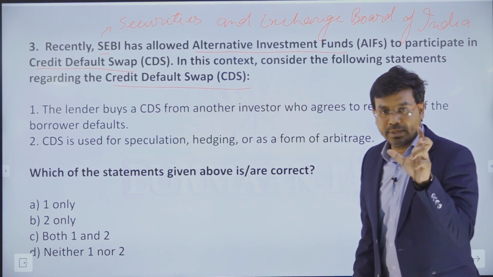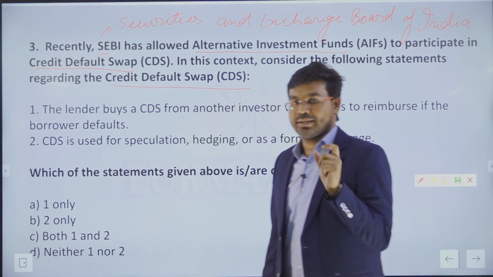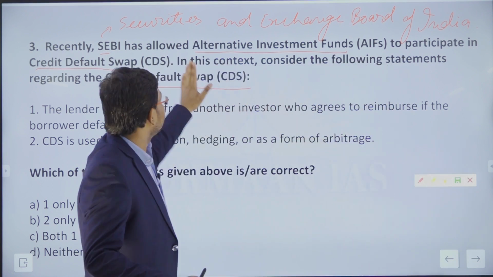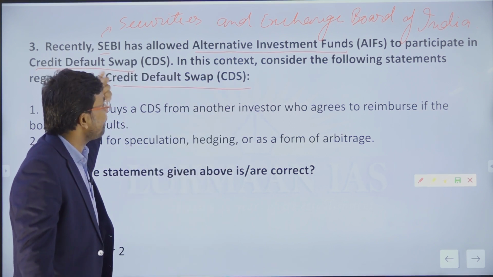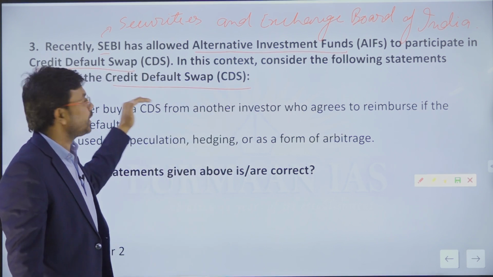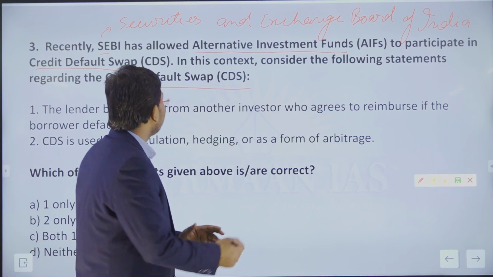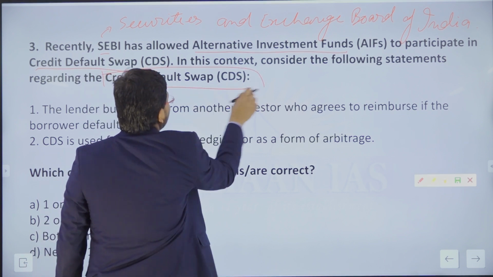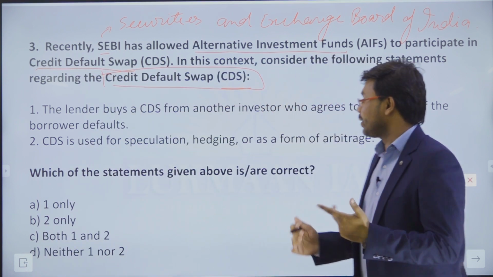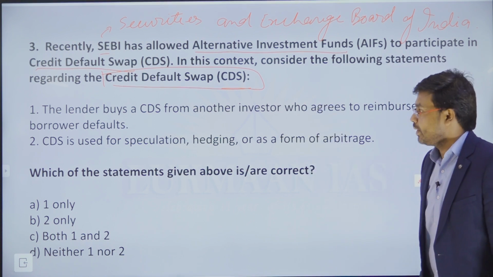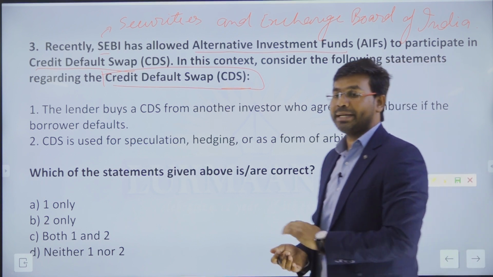In this question they have given the background of what has happened. Recently SEBI has allowed these alternative investment funds to participate in credit default swap, and they have asked a question related to credit default swap. What is the central idea of the question? The central idea of the question is credit default swap, CDS. We need to understand what CDS is, and only then will we be able to answer this question. Let us read the question first, then I'll help you understand what we mean by CDS.